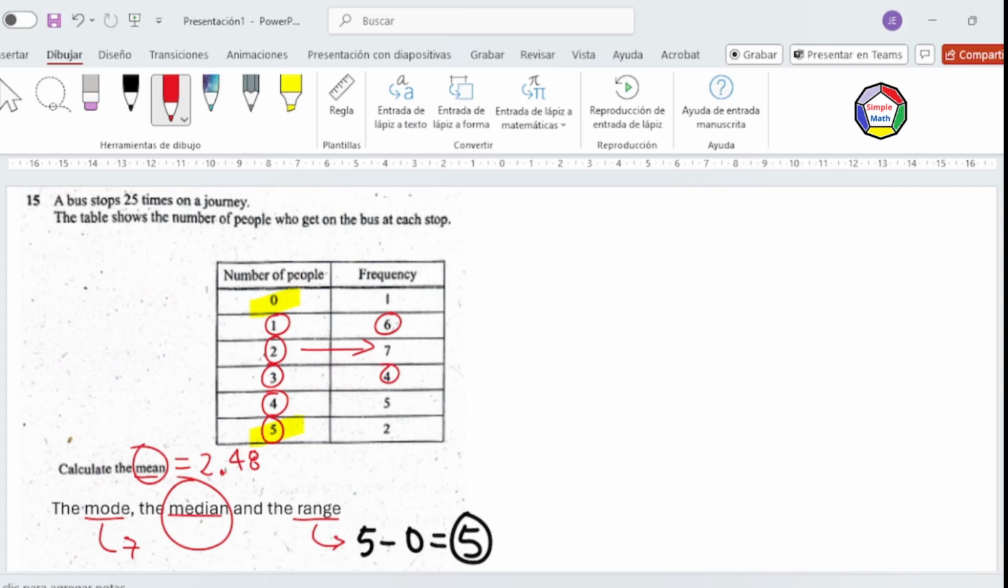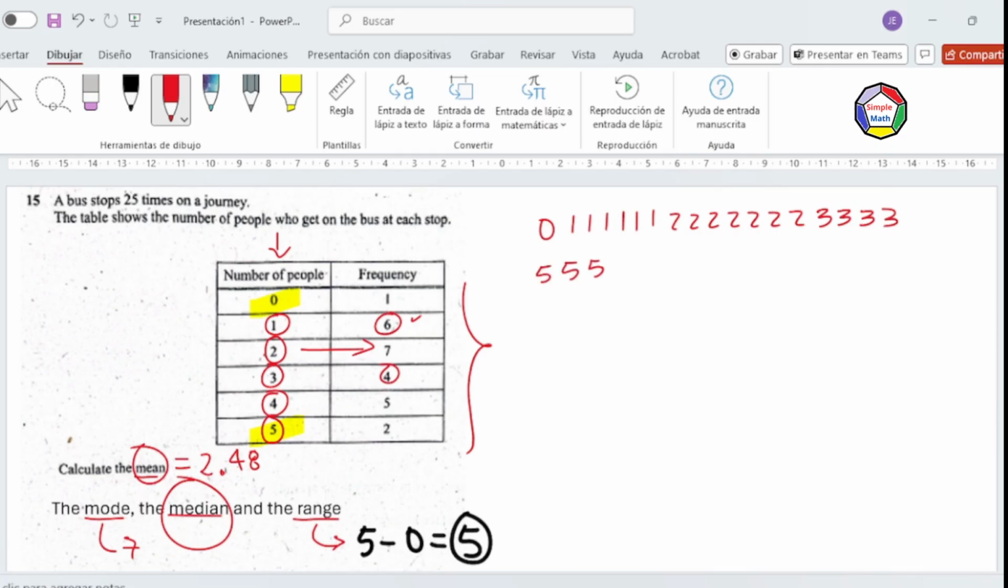So I'm going to organize the numbers from the smallest to the biggest, the lowest to the biggest. So first the 0, then the number 1. Remember, the number 1 is repeated 6 times. So 1, 2, 3, 4, 5, 6. The number 2 is repeated 7 times. 1, 2, 3, 4, 5, 6, 7. The number 3 is repeated 4 times. 1, 2, 3, 4.